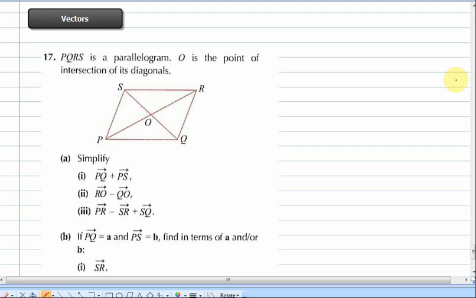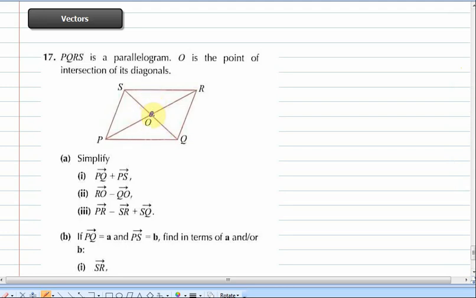Alright class, we were discussing the topic vectors. In last class we had done till question number 16 and now we will start with 17. As you can see on your screen, the question says PQRS is a parallelogram. O is the point of intersection of the diagonals. You can see that point.